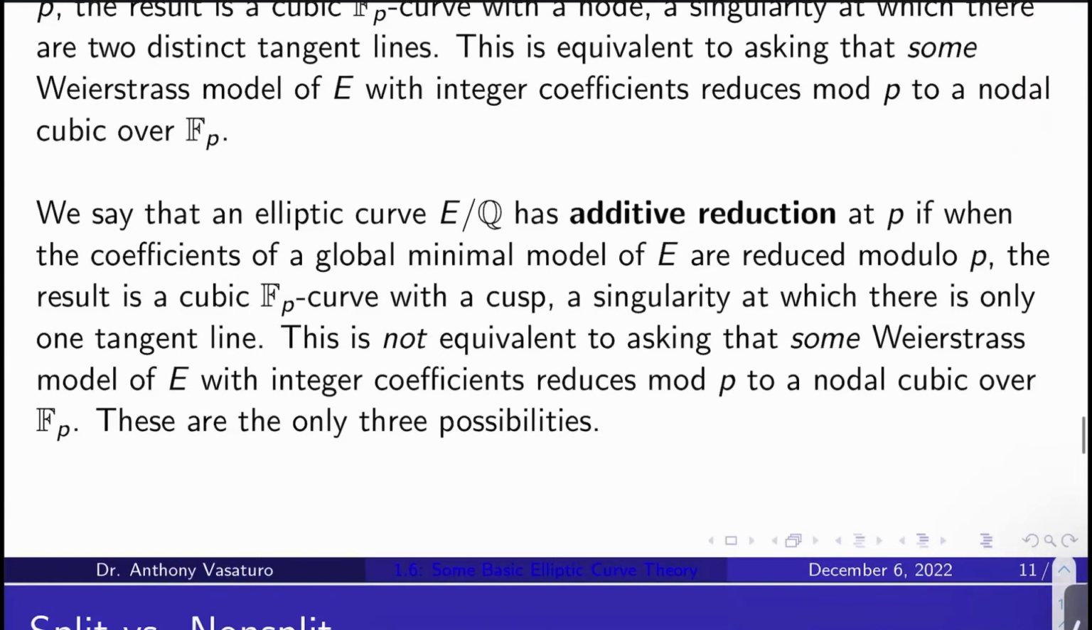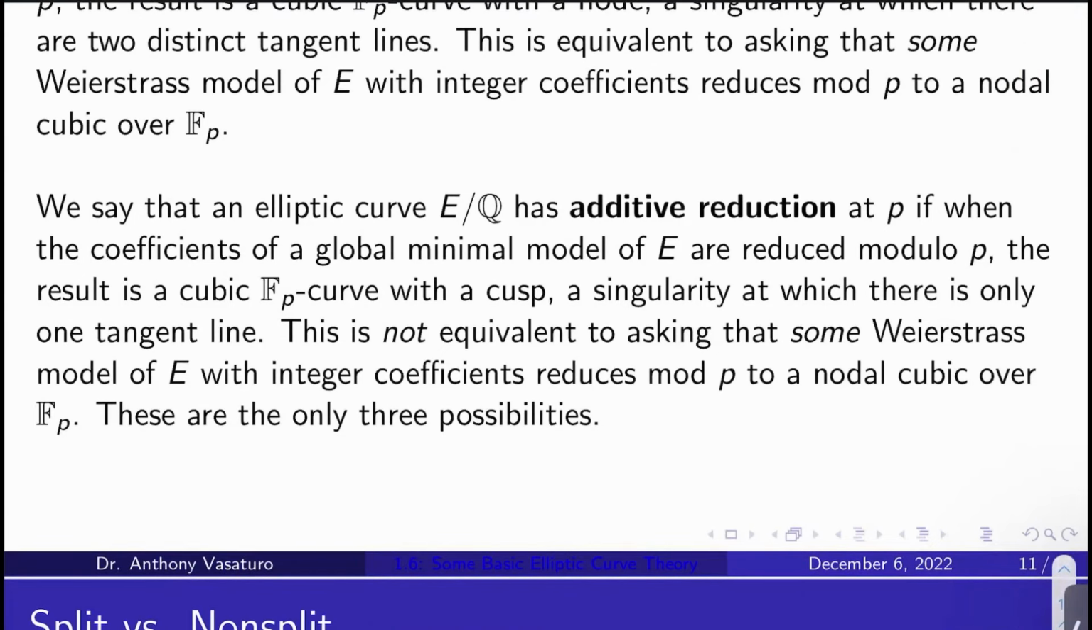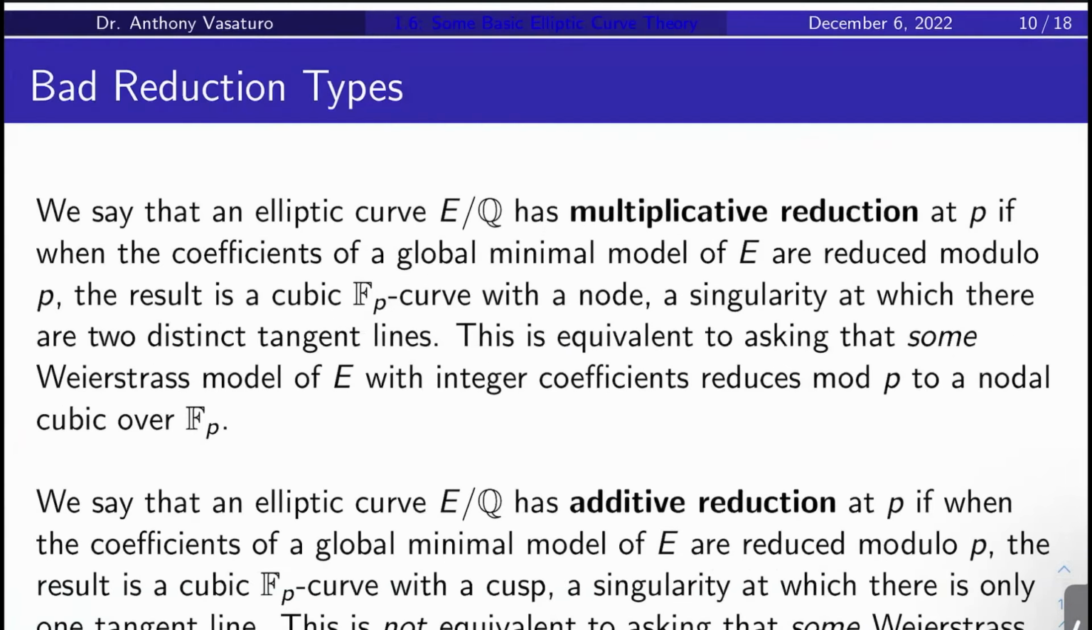So how about, are there any other possibilities? Sure. We say that an elliptic curve E over Q has additive reduction at a prime P if when the coefficients of a global minimal model of E are reduced mod P, the result is a cuspidal F_P cubic curve. Again, you're thinking about a singularity at which there's only one tangent line. You can talk about that over F_P again by using Taylor expansions. So this is actually not equivalent to asking that some Weierstrass model of E with integer coefficients reduces mod P to a nodal cubic over F_P. All right, and these are the only three possibilities. We either have good reduction, multiplicative reduction, or additive reduction.